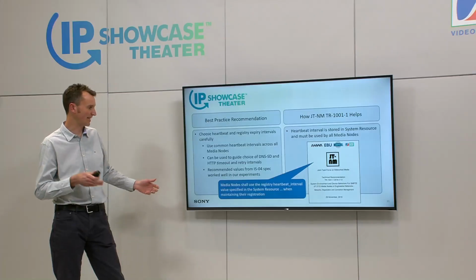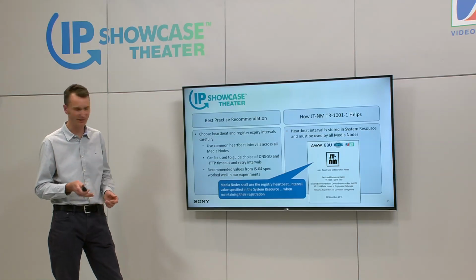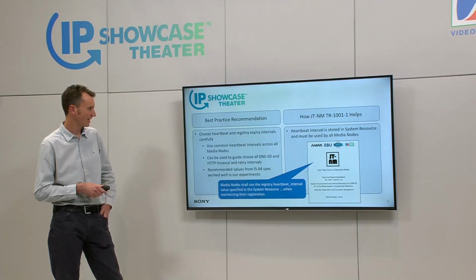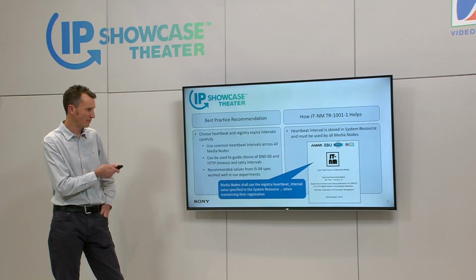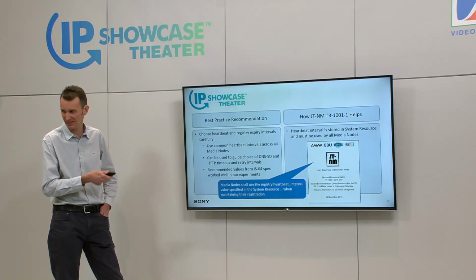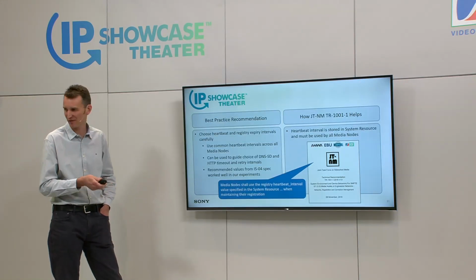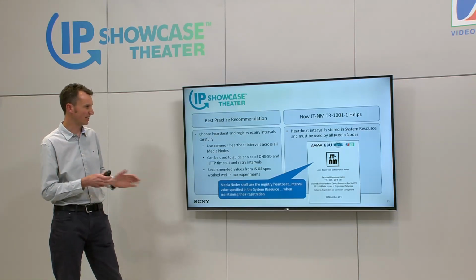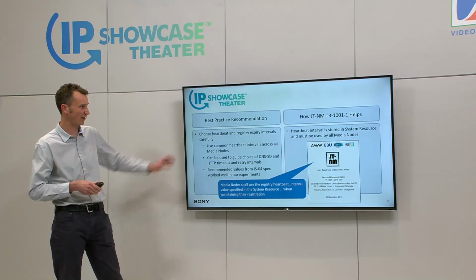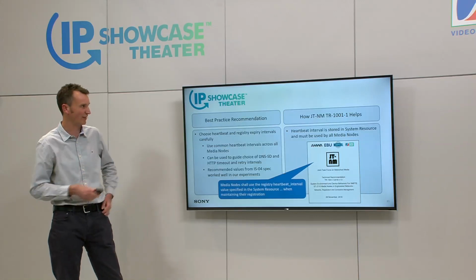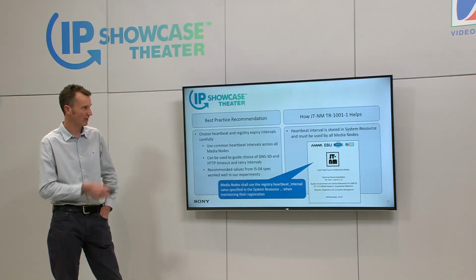Also, for our particular implementation, we found the heartbeat interval was very useful for guiding our choice of timeouts for DNS-SD and HTTP. And finally, the recommended values in the IS-04 spec, 5 seconds for the heartbeat interval, 12 seconds for the registry expiry interval, we found they work very well in our experiments. But there's no harm in, rather than just using that as a default, actually mandating that everything gets it from a system resource to be sure that everything's using the same heartbeat interval. So TR 1001-1 really helps by doing that.